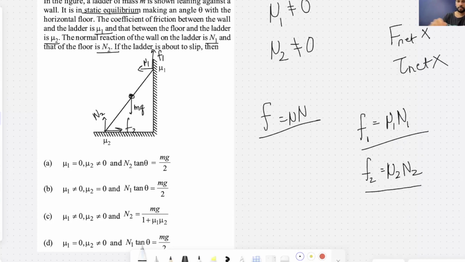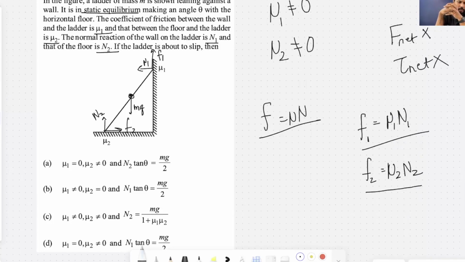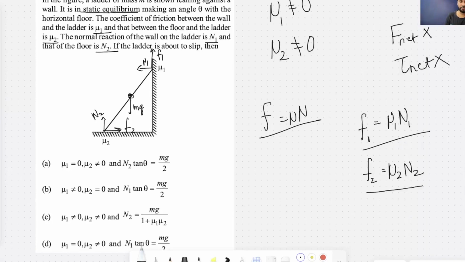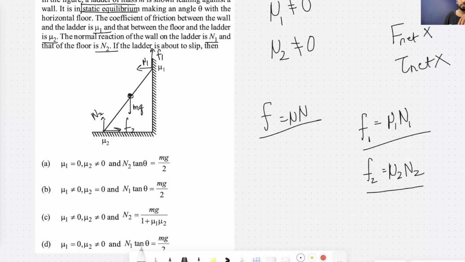Now I have got all the vectors which are required to solve this problem. Am I missing anything else in this? You can think. If you have studied vectors in 11th standard, you should know that all of my vectors are there. I have normal force, I have friction force for the wall and for the floor, and I also have mg, the weight of the ladder, acting downwards. Now let's come to the equilibrium. It is mentioned that it is in the static equilibrium.